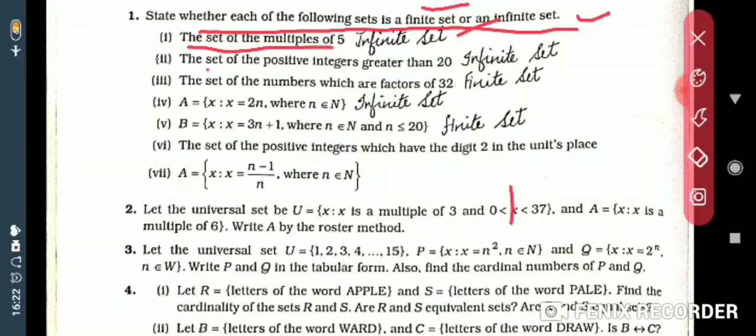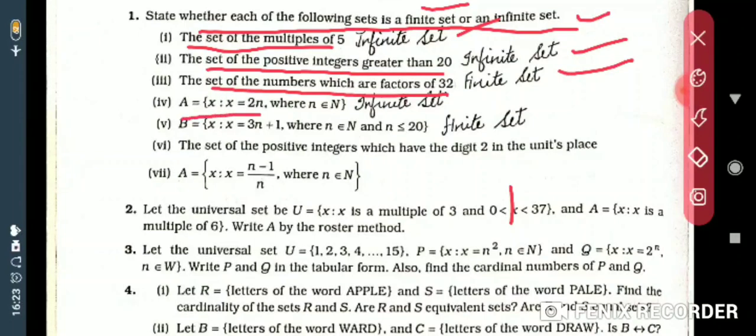Next, the set of the positive integers greater than 20. It will be starting from 21 and so on, 21, 22, 23, and so on. We can't count. Infinite set. The set of the numbers which are factors of 32. Yes, we can count the factors of 32. 2 is a factor of 32. 4 is a factor of 32. Like that we can count down. So it is a finite set.